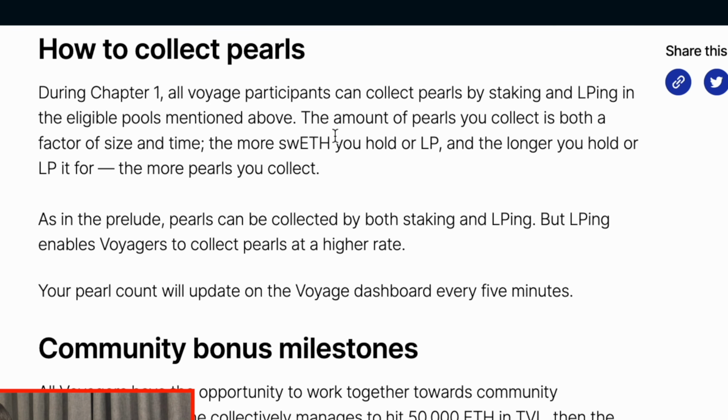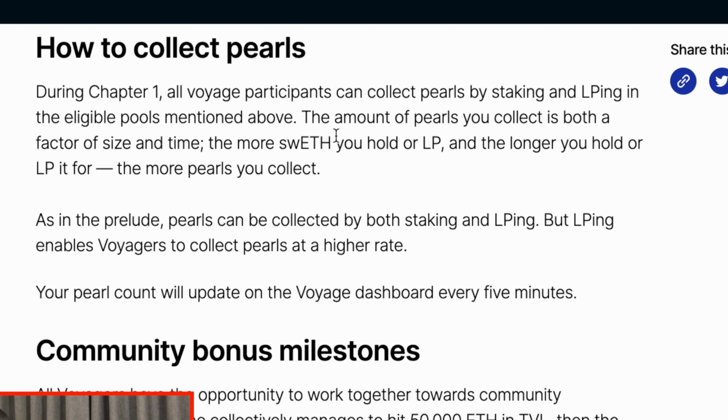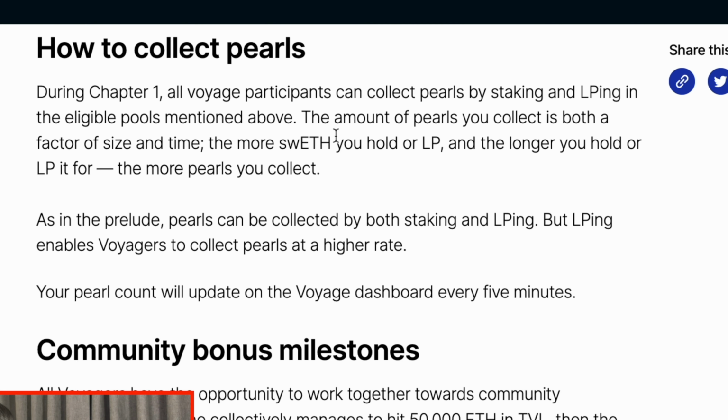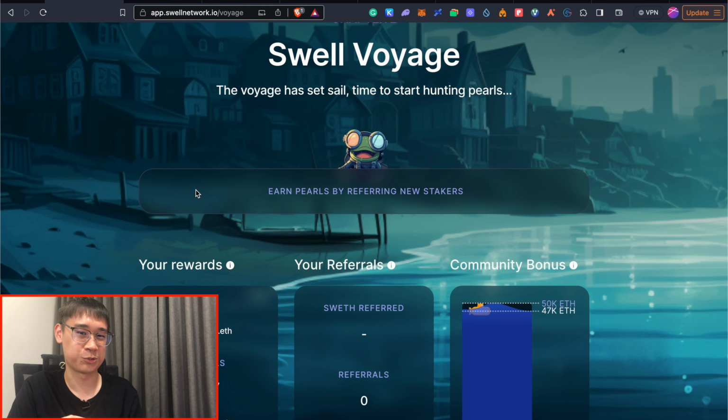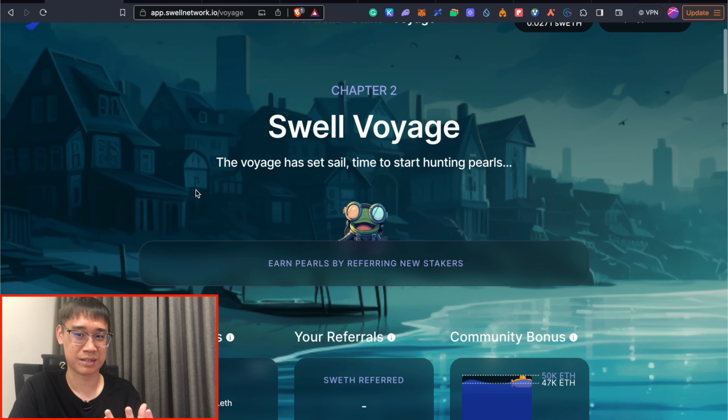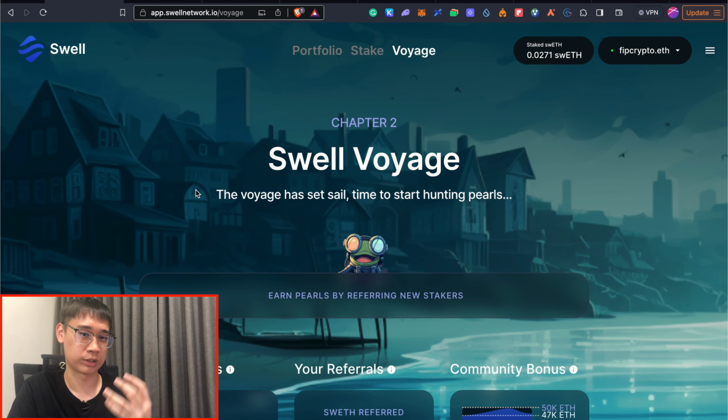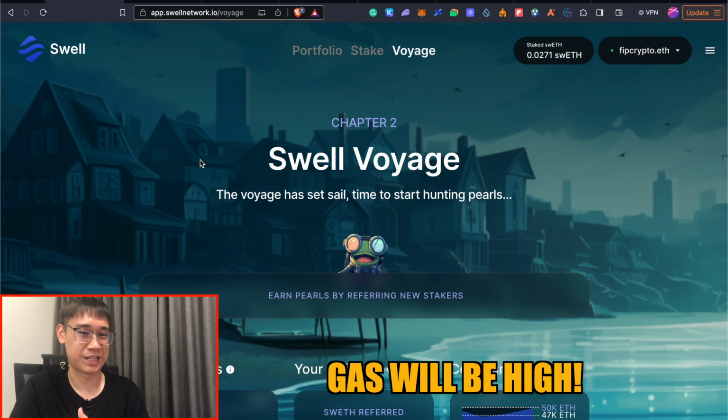And the amount of pearls that you earn depends on the amount of SWETH that you hold, as well as the duration that you hold it for. The only way for you to earn these pearls is by having the SWETH on the Ethereum mainnet. So that would mean that you need to perform transactions where the gas fees are quite high.